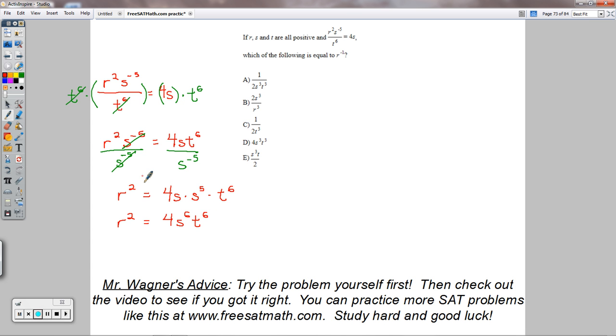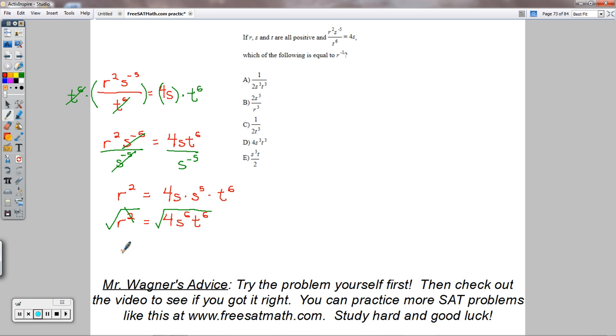And then to get r by itself, we could take the square roots of both sides. So the square root and square would cancel here. And then nice thing about this side, all these are either even powers or perfect squares right here, meaning they're all perfect squares. All the factors here are perfect squares.